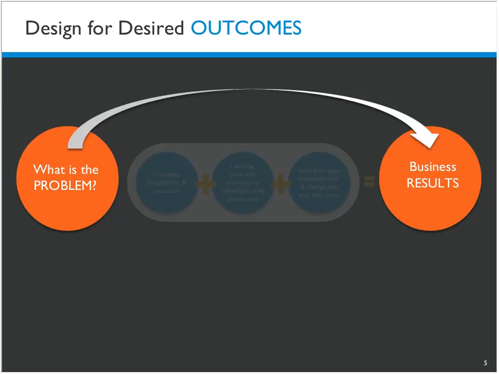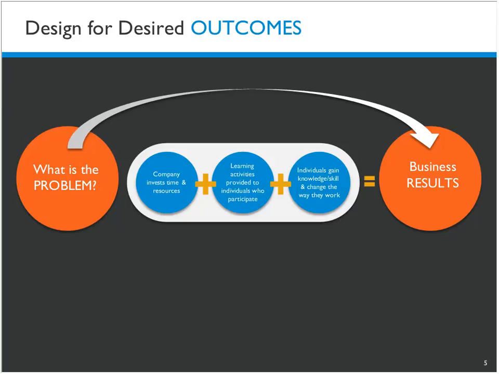So if we start with focusing on these two bookends, then we can look at what we do in between to close that gap or to address that problem and reach some of those business outcomes. Some of those activities would be looking at what we need to invest, what those activities are, and who the people are that we need to reach. Then what would we expect to see as far as a change in people's knowledge or skill level and the way they do their work? And if we put those together, will we be able to achieve those desired business results?